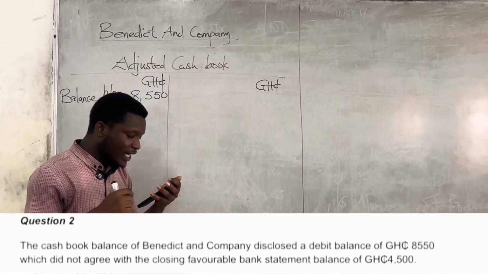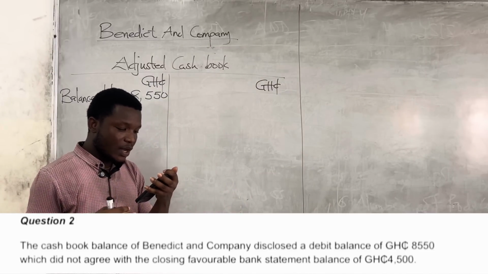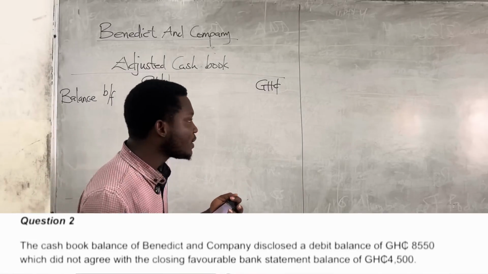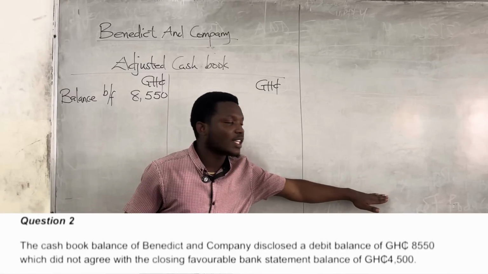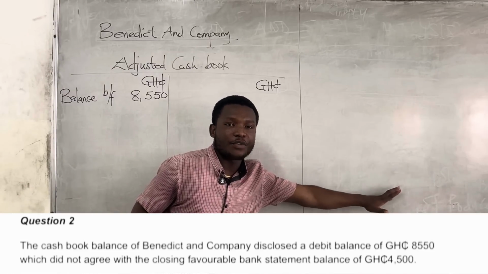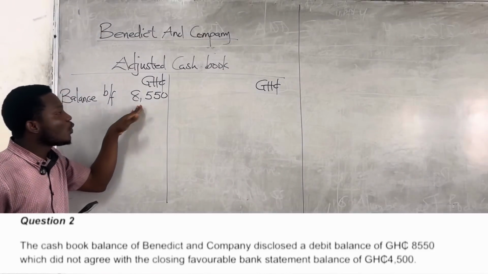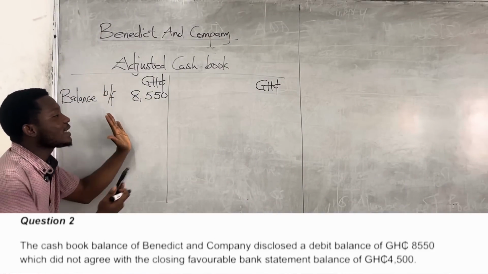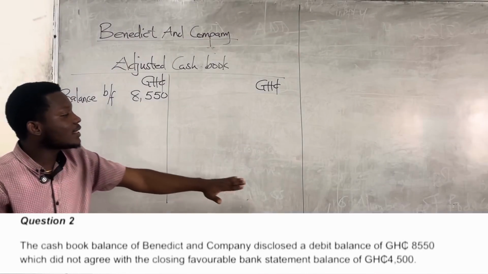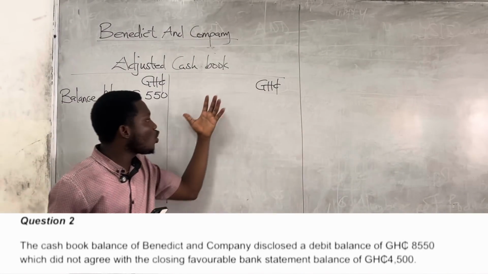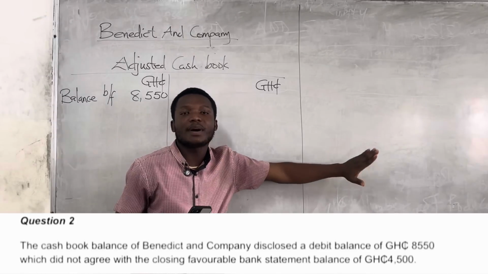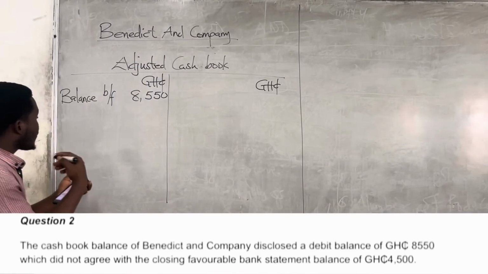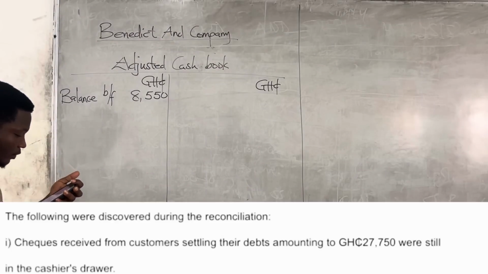8,550 Ghana cedis, which did not agree with the closing favorable bank statement balance of what? 4,500. So it means the bank statement showed us 4,500, which was supposed to be the same thing, but it didn't tally. So we have to make some adjustment, we have to correct all the errors to know that this bank statement balance that has been given to us is correct.